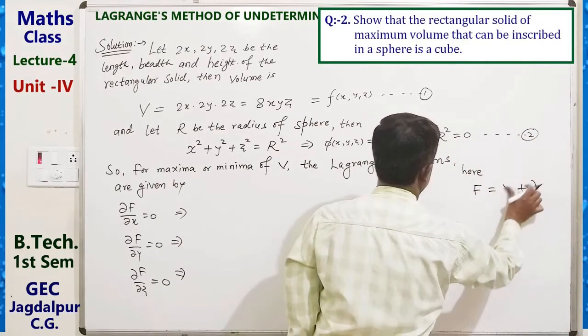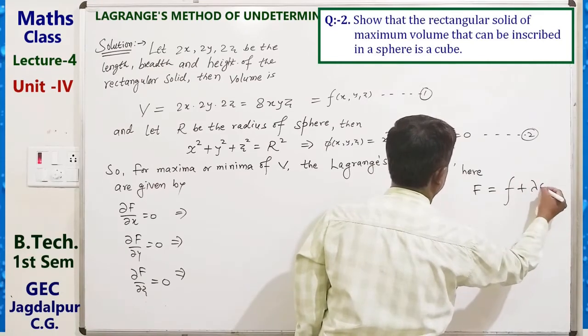Equation 2. So you can write f equals V plus lambda phi.